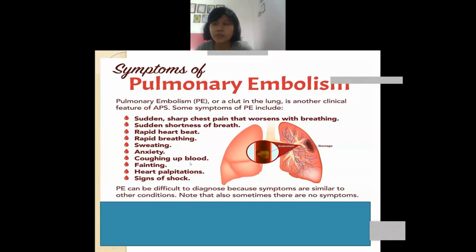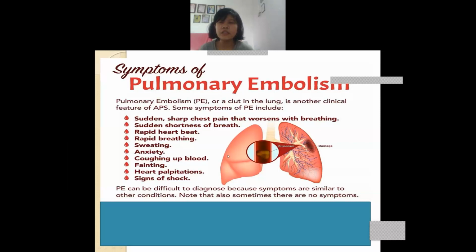Next is coughing up blood. So coughing up blood, why does it usually occur? Because there is embolism, there is the blood clot. So if the person gives force from inside, obviously by that forceful motion, what will happen? The blood clot will automatically come out. So that's why coughing up blood occurs. Okay, is it clear? Next is fainting.